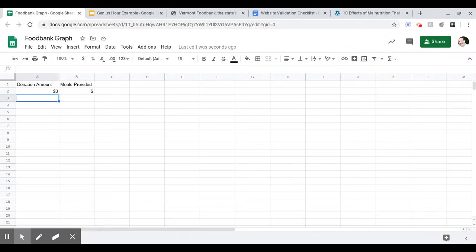So I'm going to put in that if I was able to raise $6, I could provide 10 meals because I doubled everything. 3 times 2 is 6, so 5 times 2 is 10. Okay, then I might say, well, what if I was able to raise $30? Well, that's a times 10, so that would be 50 meals.